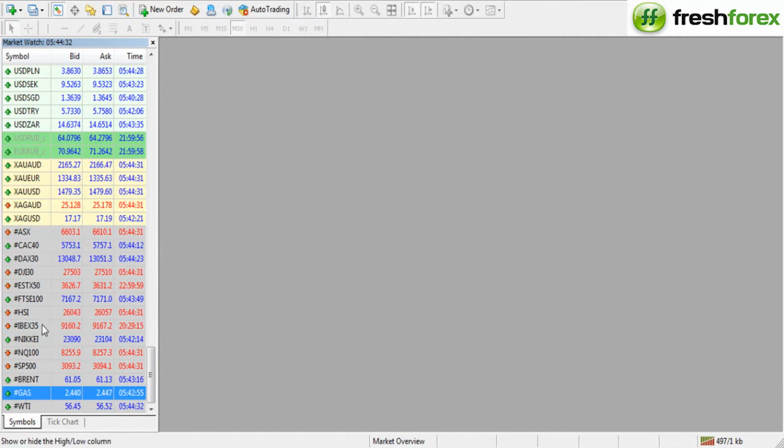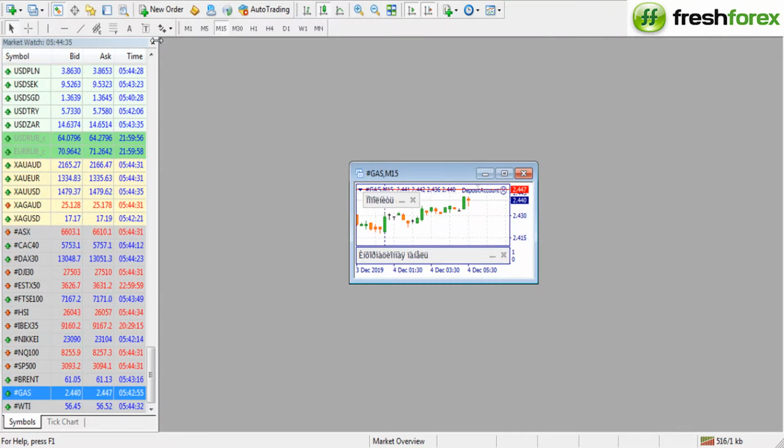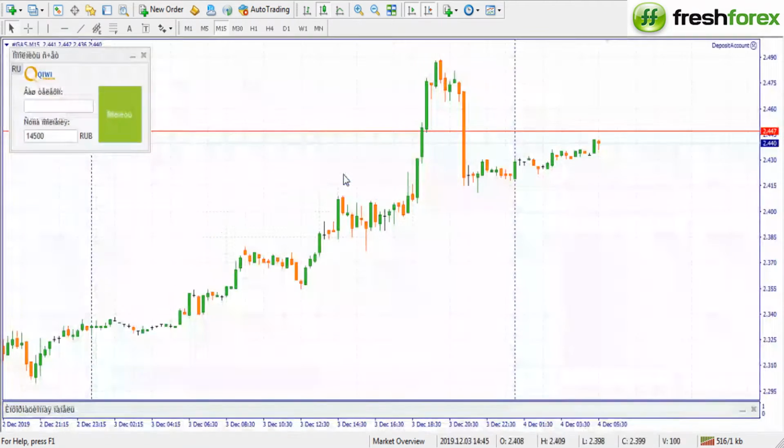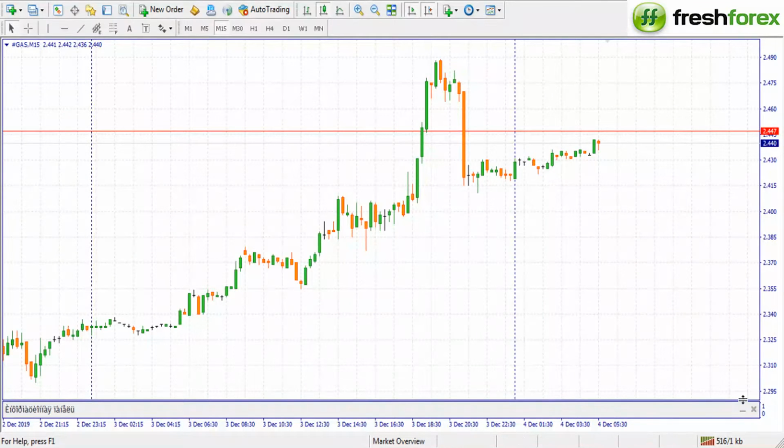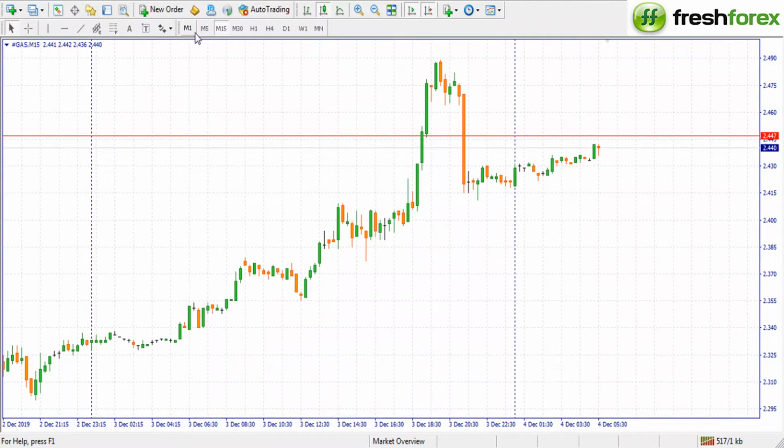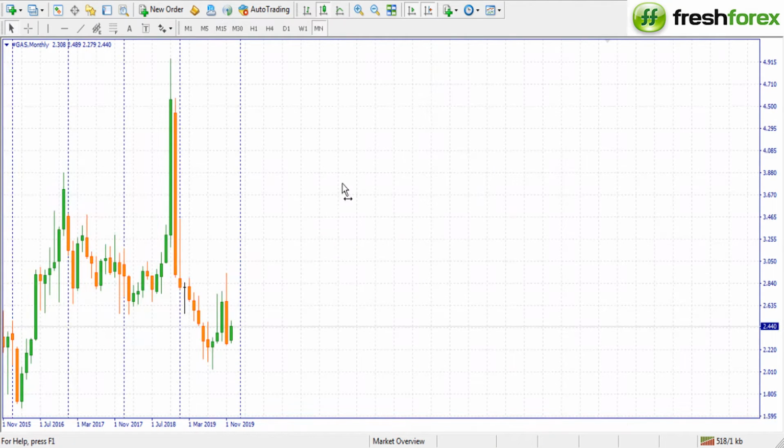This is gas, so this is how we start off. We'll look at it from the monthly and then scale down to a lesser time frame, maybe up to 1 hour, so that we see exactly what we have. We talked about this a few days ago.